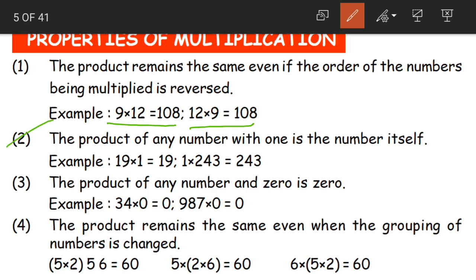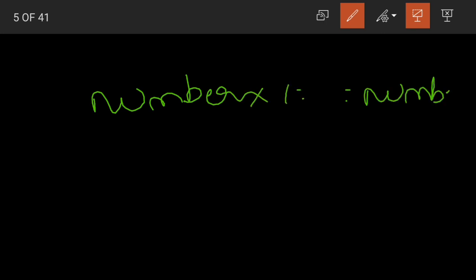Next, coming to property number 2. The product of any number with 1 is the number itself. Example, 19 into 1 is equal to 19. 1 into 243 is equal to 243. Yes, what are they saying? Whenever we multiply a number with 1, the answer will be the number itself. There will be no change in the answer.